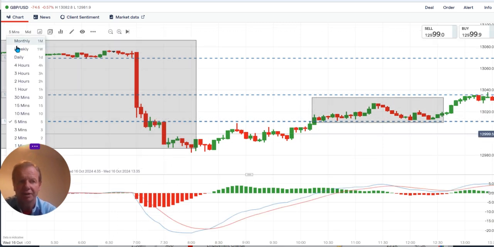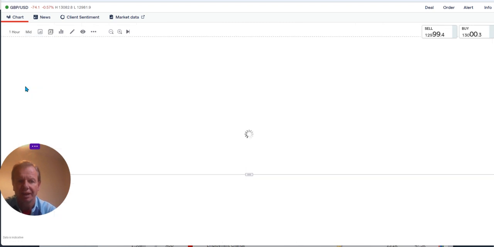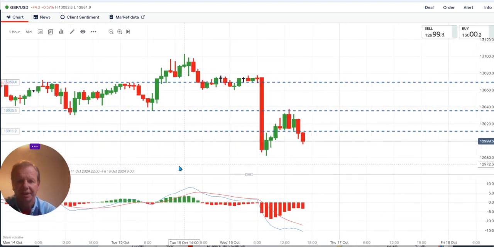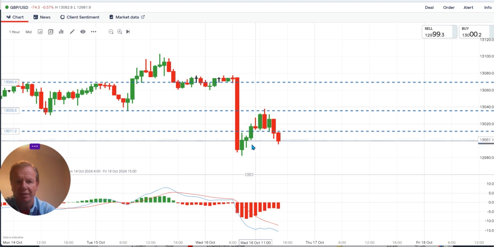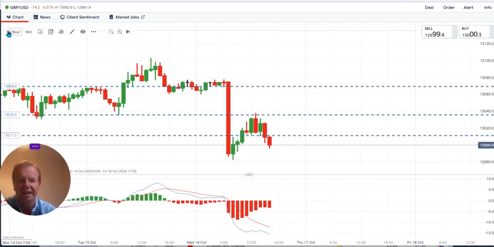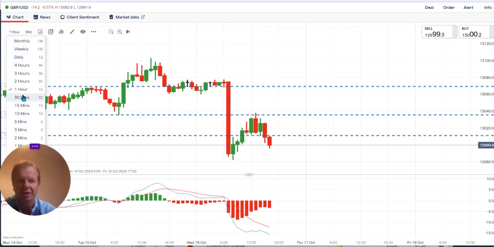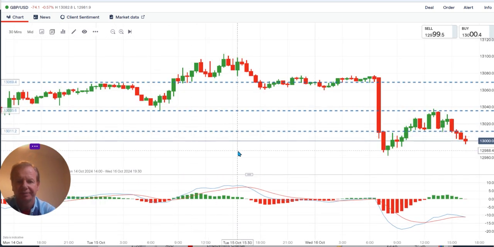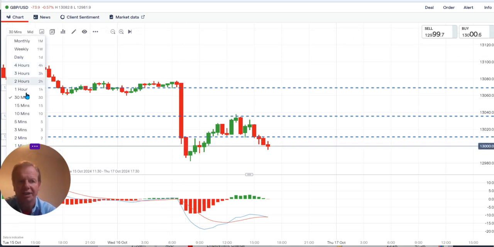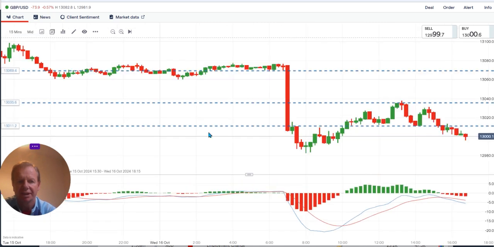So what I tend to do is look at the bigger time frames. This is the hourly. As you can see, after that big drop, it did actually go back up again. But this is on the hourly chart, and I'm not going to trade the hourly chart. So I can go down to the 30 minutes. And as you can see again, there was a bit more of a drop there. But what I actually traded off was the 15 minutes.